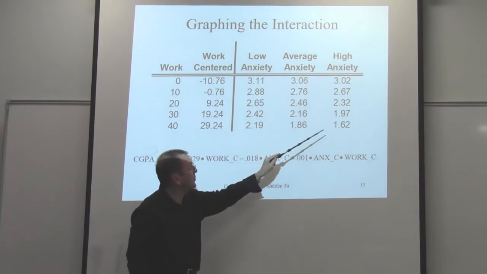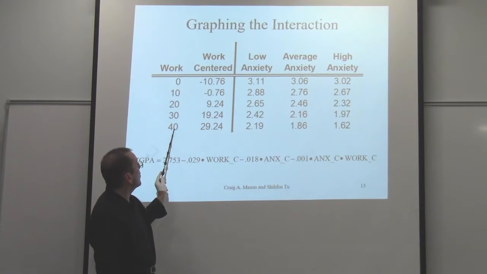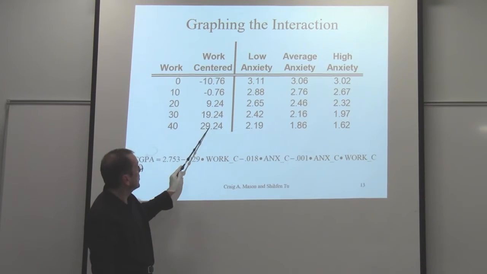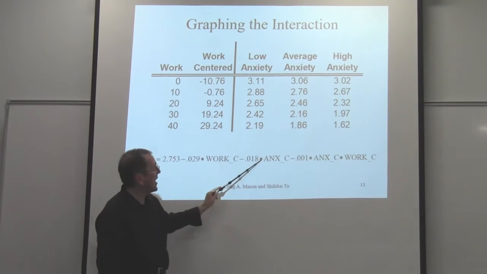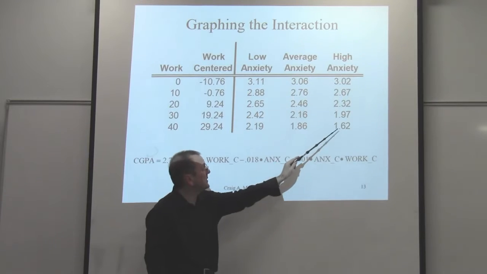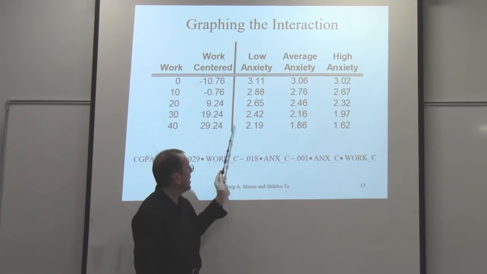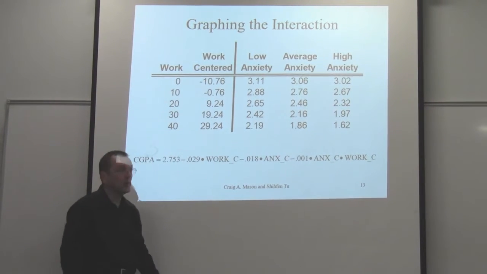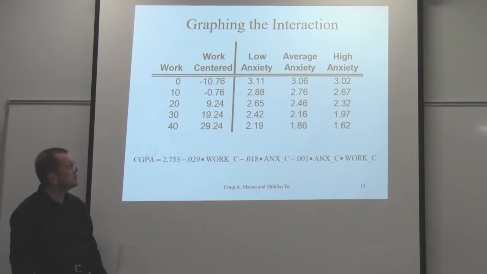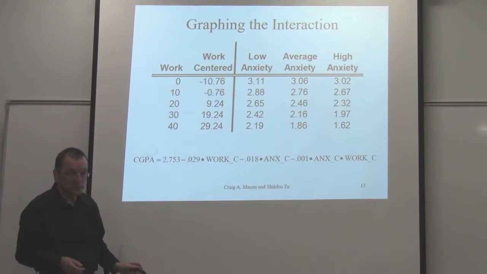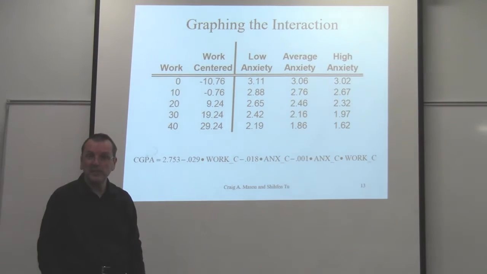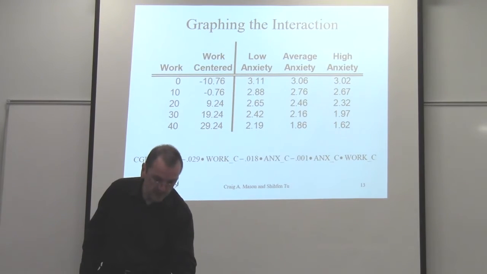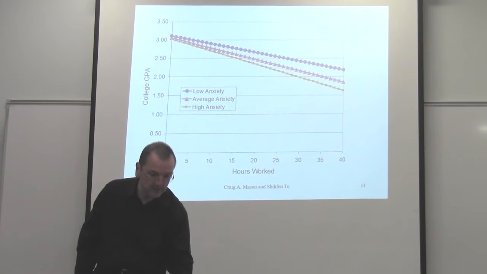And at the very end, if we did working 40 hours a week, we put in 29.24 for work, positive 5.9 for anxiety, and you'd end up with 1.62 for the GPA if you're high anxiety working 40 hours a week. And you can look at those numbers and start to try to make sense of it, but like we said, it's always better just to graph it.